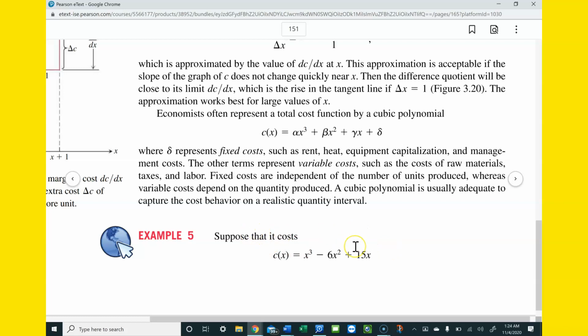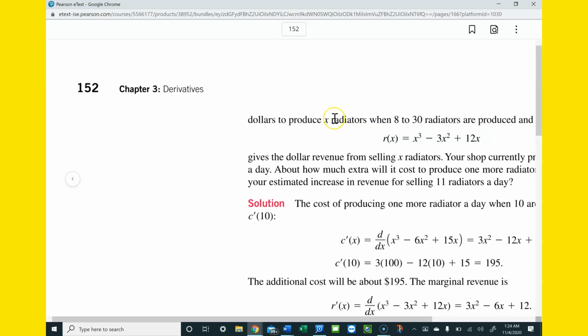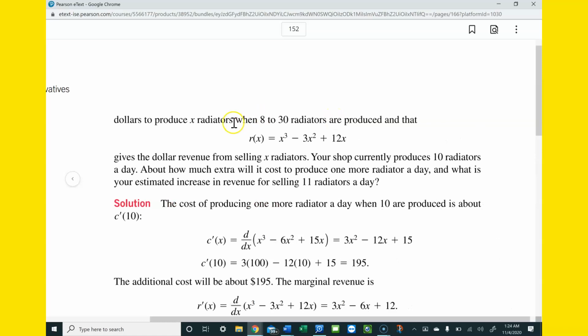So here we've got this example 5. Suppose that this polynomial is giving us the cost of producing x units. And let's see what it says on the next page for this example. What's it going to ask us to do? To produce x radiators when 8 to 30 radiators are produced. And R of x equals this, gives the dollar revenue from selling x radiators. Your shop currently produces 10 radiators a day. About how much extra will it cost to produce one more radiator per day? And what is your estimated increase in revenue for selling 11 radiators a day?